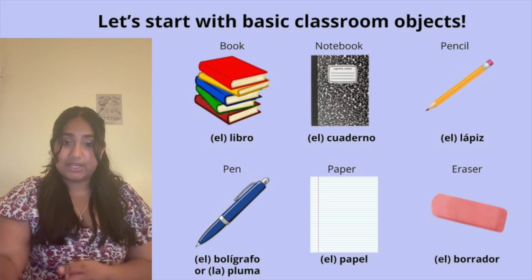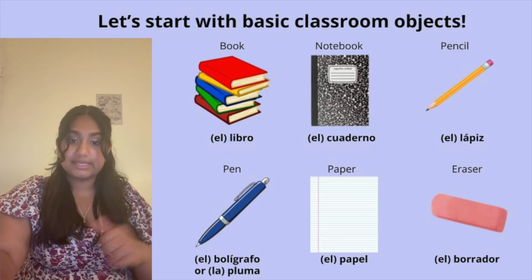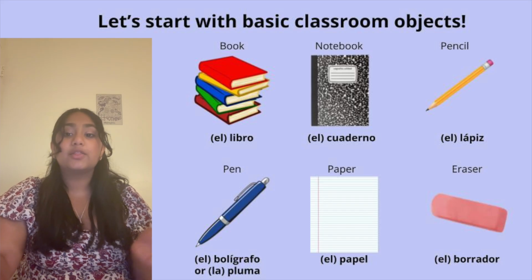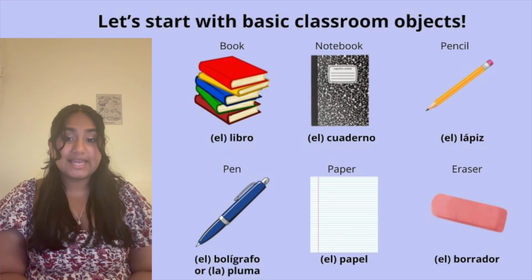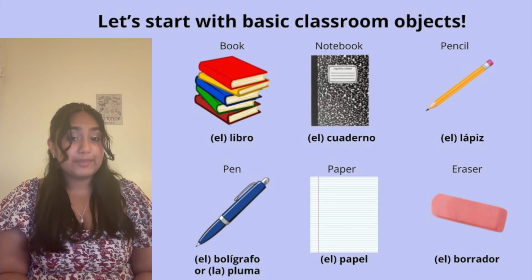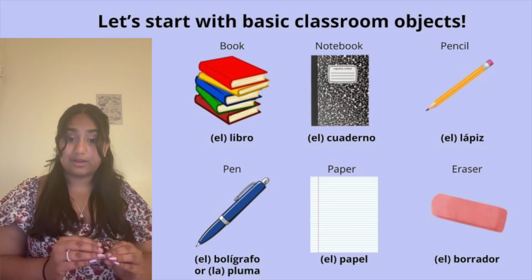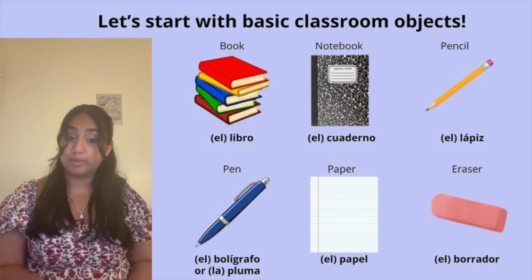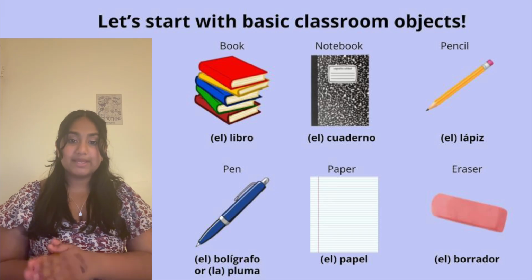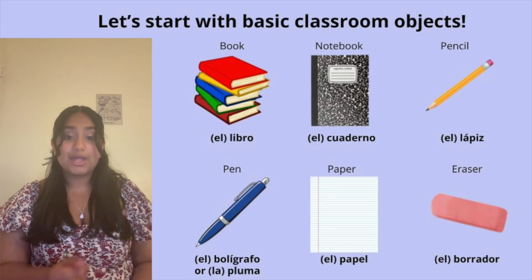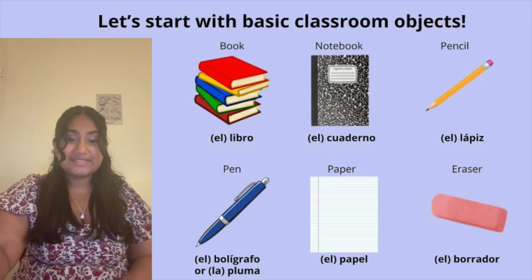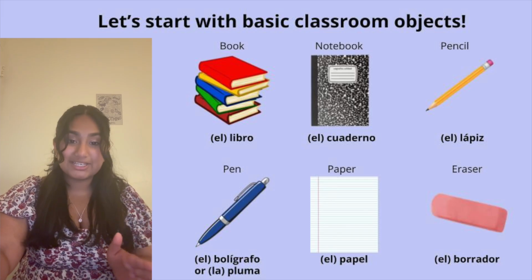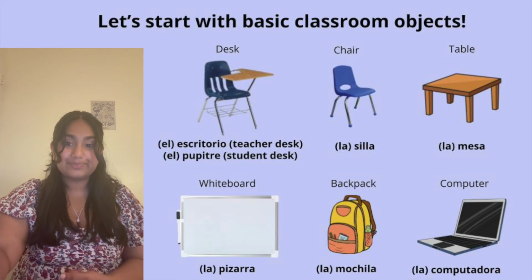First, in Spanish, book or the book is el libro. The notebook is el cuaderno. The pencil is el lápiz. The pen is el bolígrafo or la pluma. Paper is el papel. An eraser is el borrador. So now if you've got those down, make sure to practice pronunciation and let's try a few more.